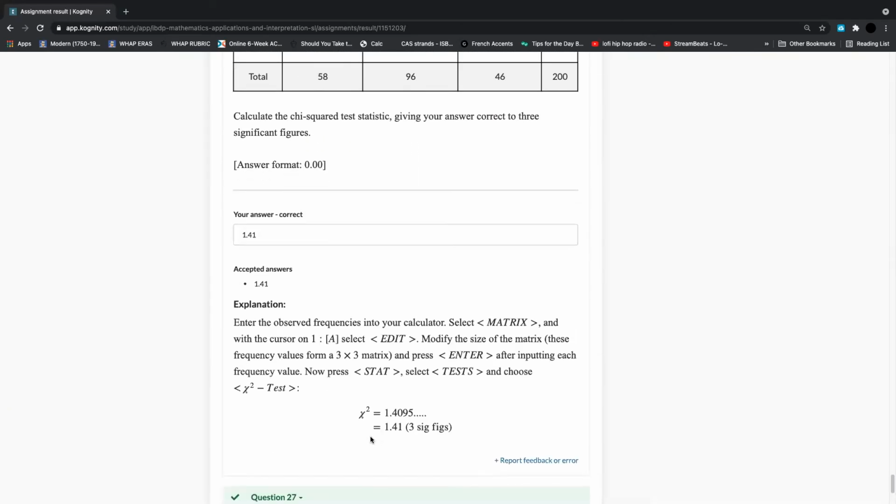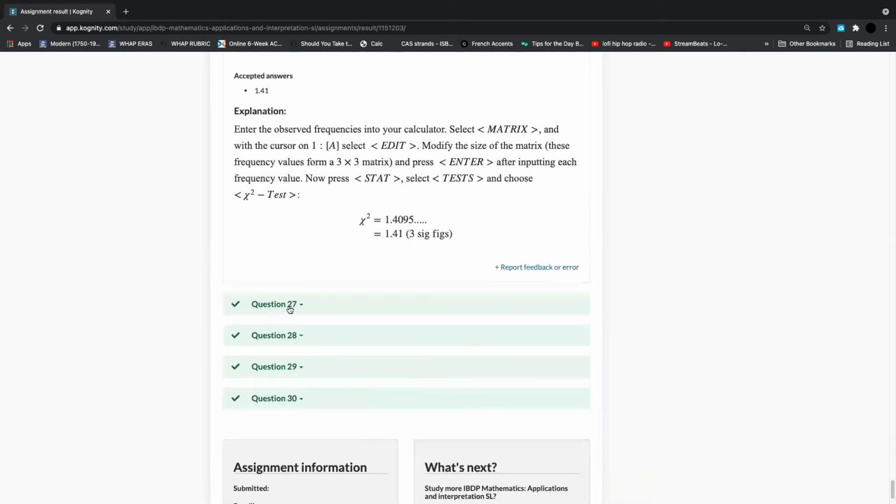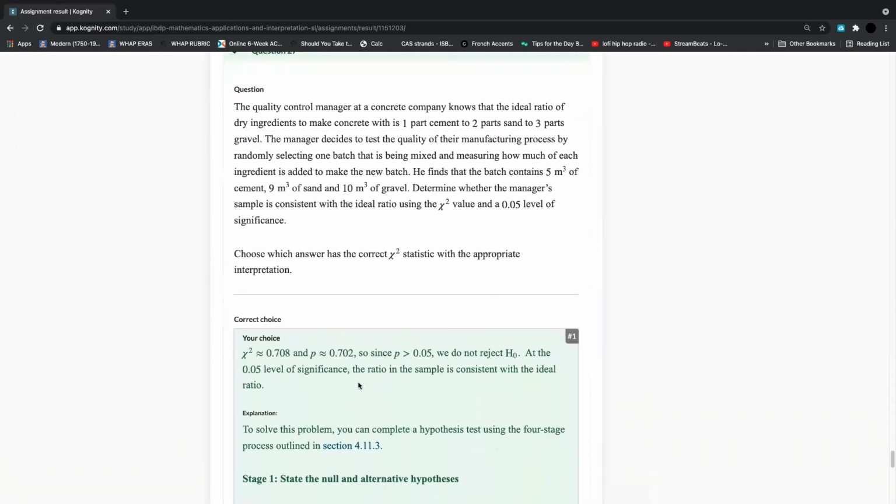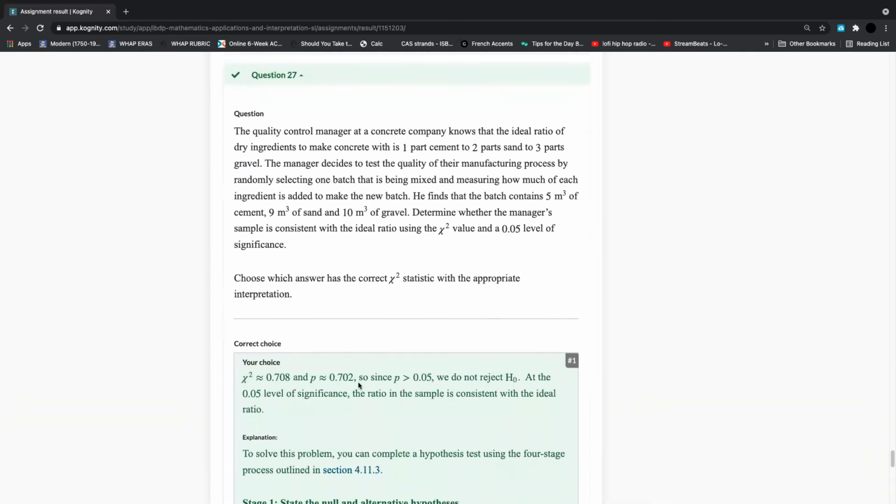Question number 27. Okay, this one was a bit confusing at first, but after working with it in groups and with Ms. Sinha, it made a little bit more sense. Okay, so question number 27.